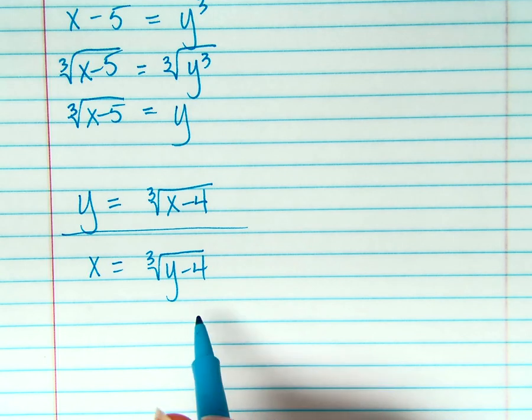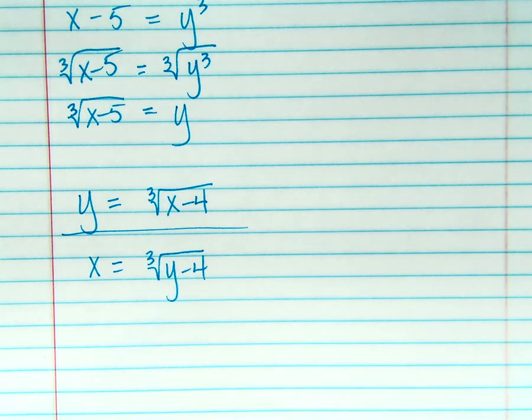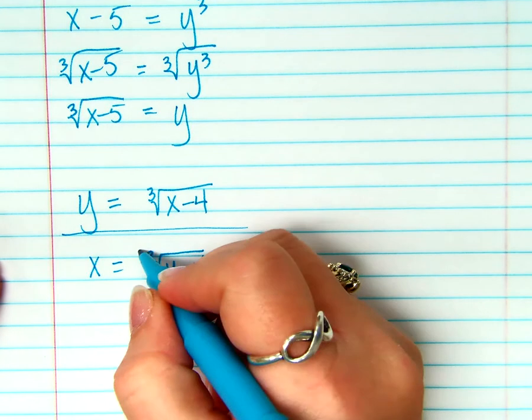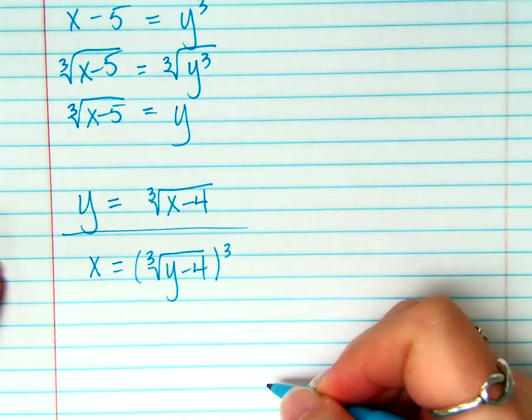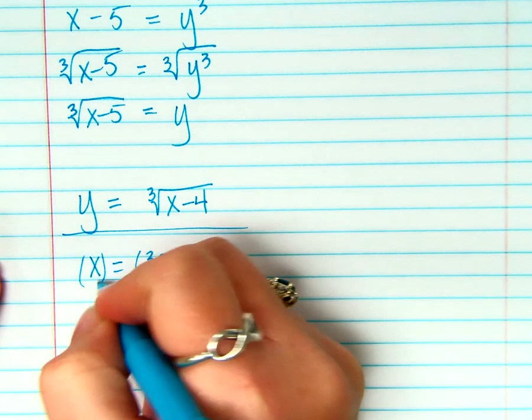No, because the 4 is under the radical. So what do I have to do first? Absolutely, I have to cube it first. I'm going to cube this whole thing.